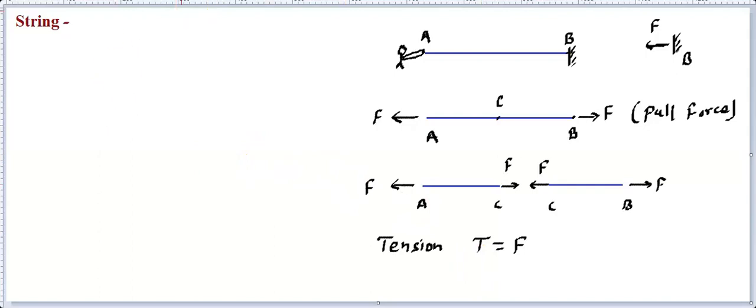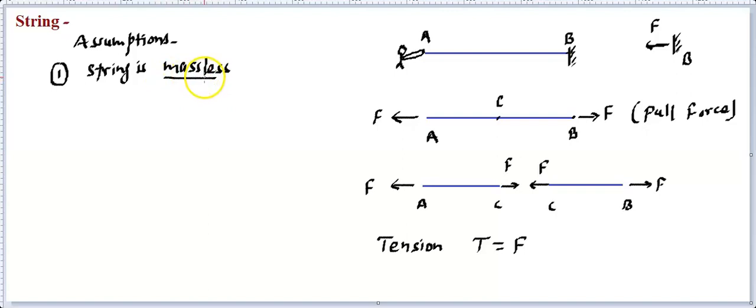Now we will be having some assumptions about this string. Assumptions, let me write over here. This will be valid until and unless the question says otherwise specifically. First assumption that we take is that a string is massless. So whatever string is given to us, we will consider it to be massless. That means we will ignore its mass. We will say that its mass is negligible, 0.